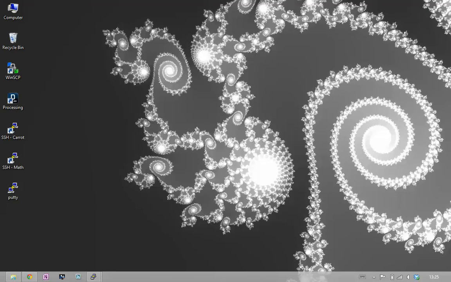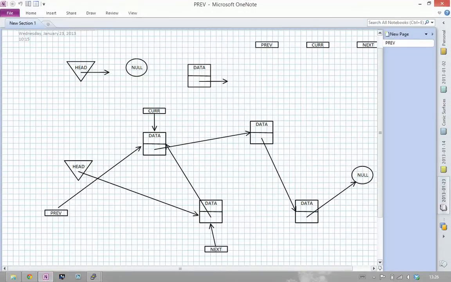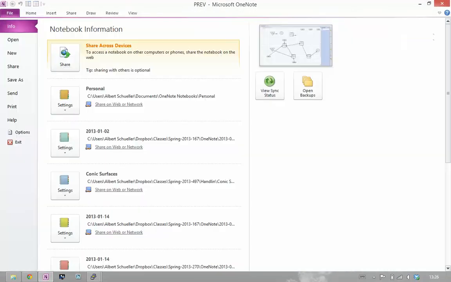Okay, back to my simple computer here. Let's talk about data structures.